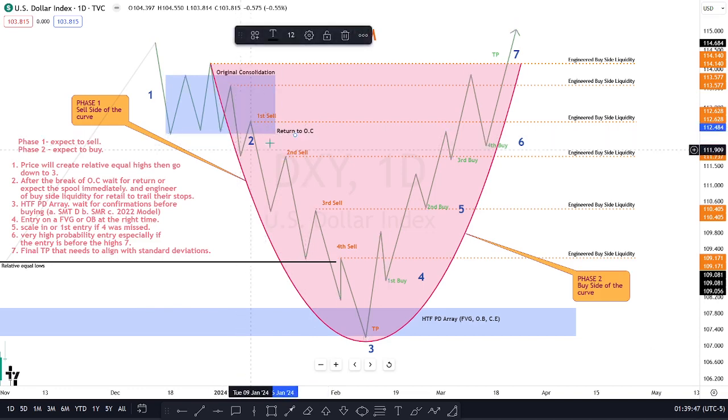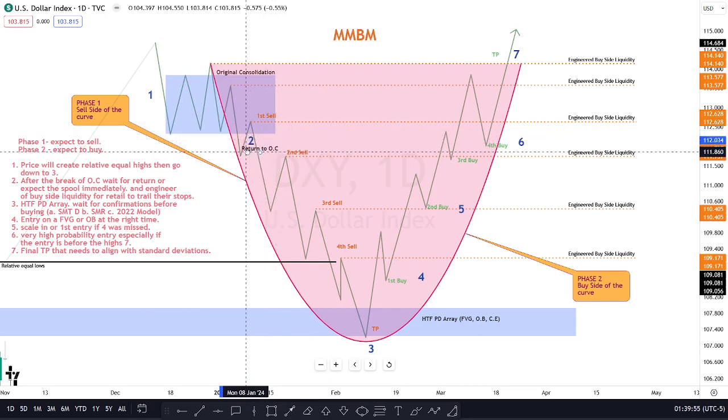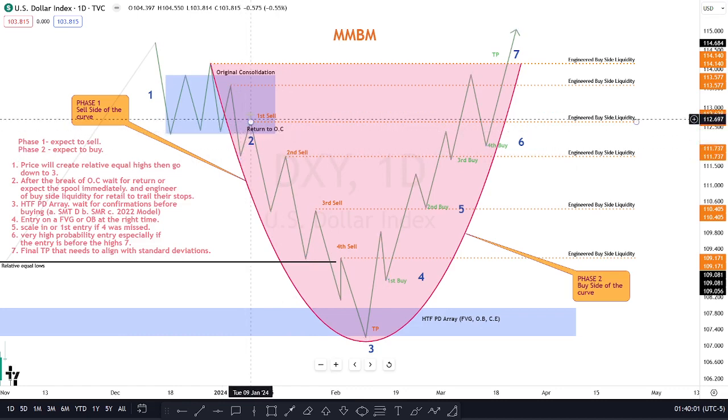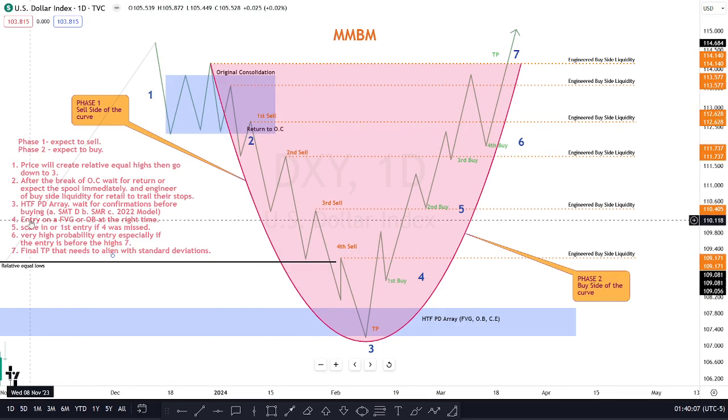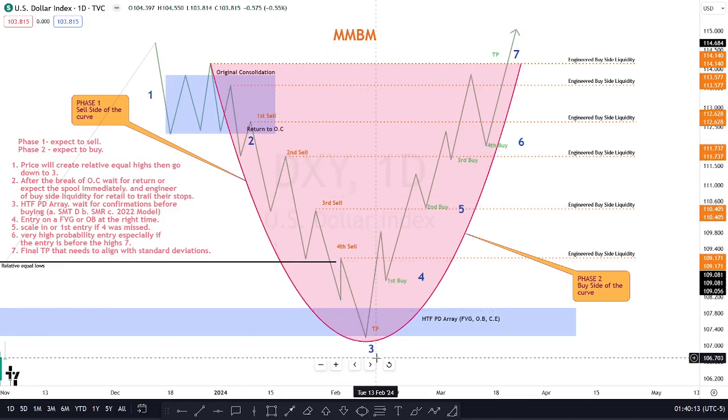We went out, then the market returned. This is the return. Let me put it here. Okay. Wait for return to original consolidation for market to return into it. But sometimes it doesn't. It just leaves without a return. For buy side, for retail to trail their stops, let's go to number 3.